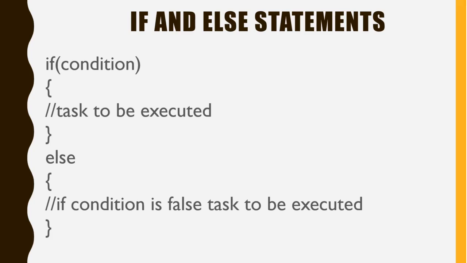So the syntax of if and else statement in C++ is, first we will write if, then the condition in brackets and then the curly brackets. If the condition is satisfied or true, the task between the curly brackets of if would be executed. Else, if the condition is false or not true, then it will execute what is in the else statement.